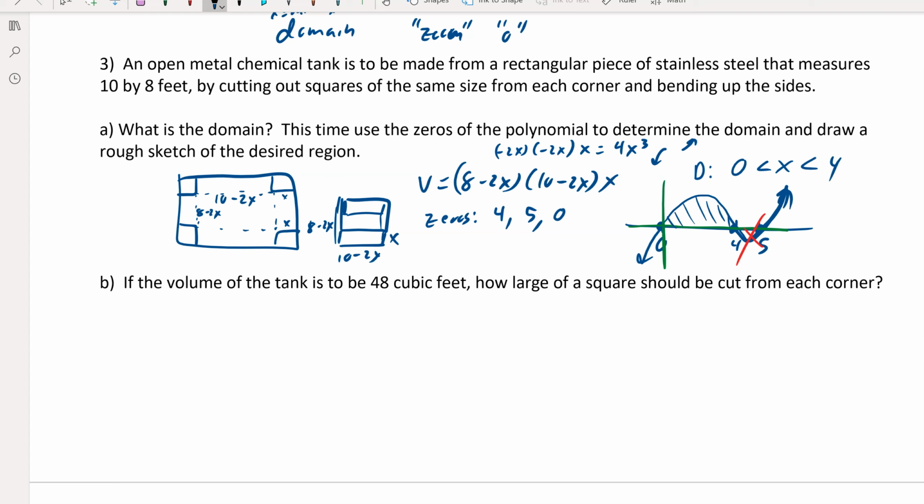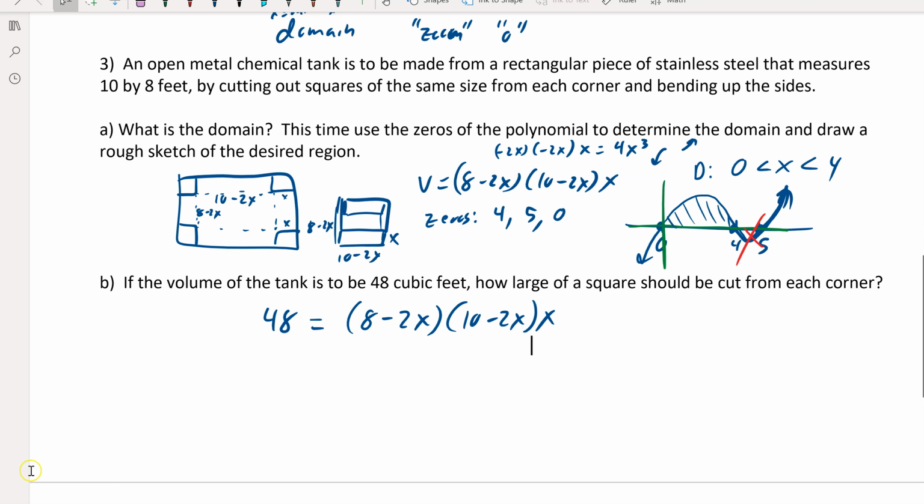But if you remember last time when we did this problem, it was just you take the longest side and cut it in half. So if that was 8 feet, you can't cut more than 4 feet from each side or you remove the entire side. So it's from 0 to 4 based on our polynomial. So now if the volume of the box is 48 cubic feet, how large of a square should be cut from each corner?